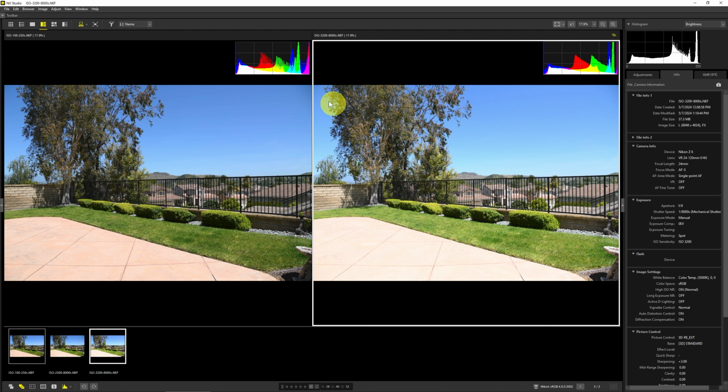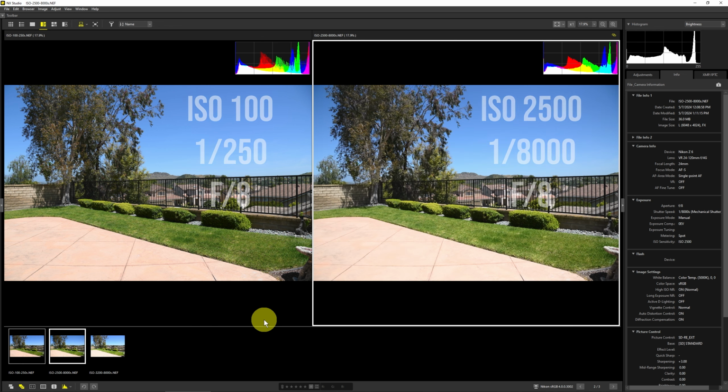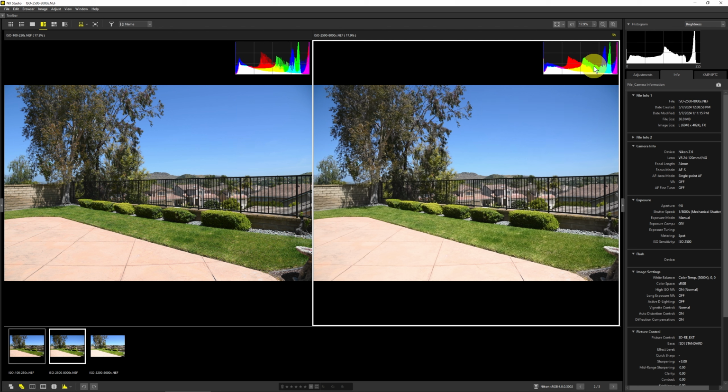But still, we can see here by the histograms on each of these up at the top that the one on the right is running a little bit hotter. So we'll just go back down here to ISO 2500, and this will still serve very well. Here we're at just about the exact same exposure, but you will notice there are some differences in the histogram no matter what.